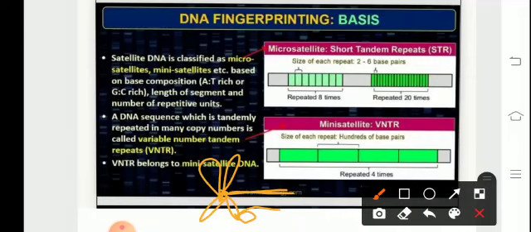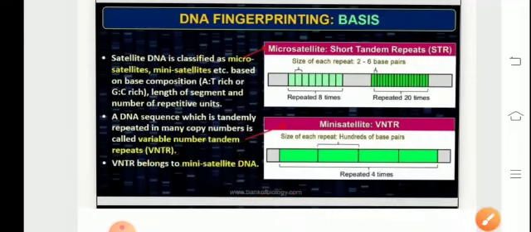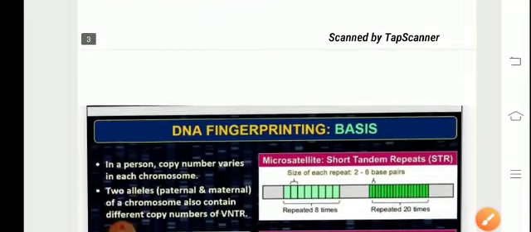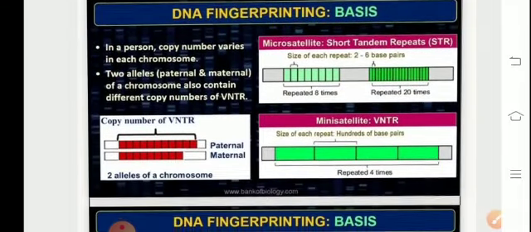Now, the DNA which is tandemly repeated is referred to as variable number of tandem repeat, or VNTR. VNTR belongs to the minisatellite. These minisatellites have repetitive sequences of up to 25 base pairs, and that can be identified. They're specific for a particular individual.